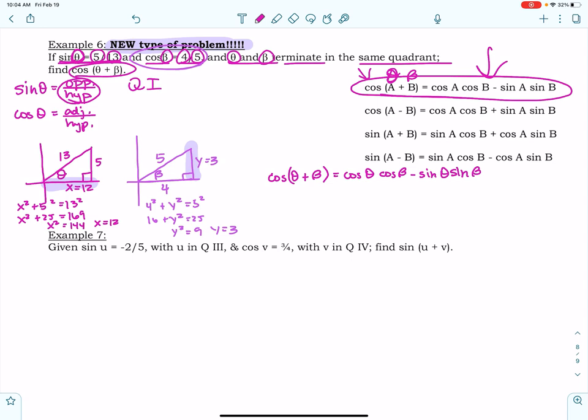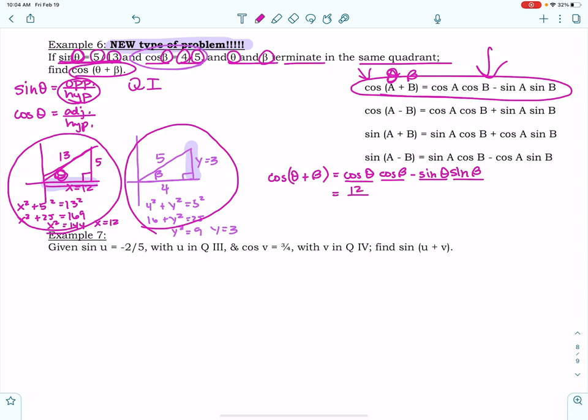Now I have to replace these values. Remember, on my other problems, I replaced all of these values with what they were off the unit circle. Now I'm going to replace them with values that occur in this triangle and this triangle. So cosine theta, well, this is the theta over here. Cosine theta is going to equal adjacent over hypotenuse. So I replace cosine theta with 12 over 13. See how that works? Cosine beta was what I was given in my original problem. I don't need to read it off of anything.